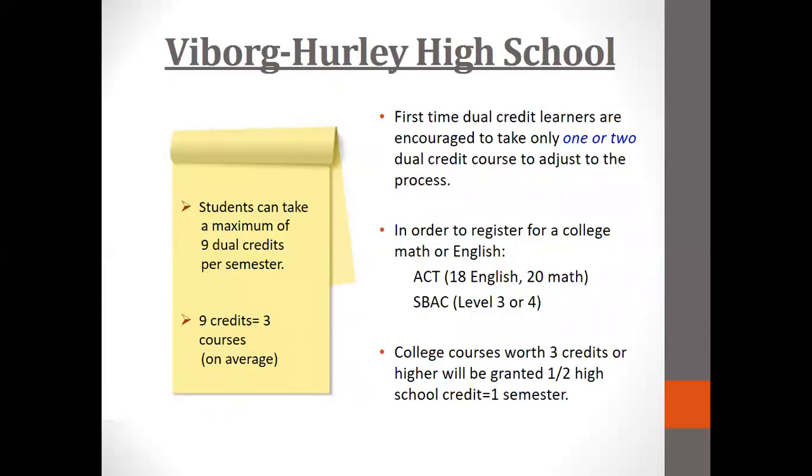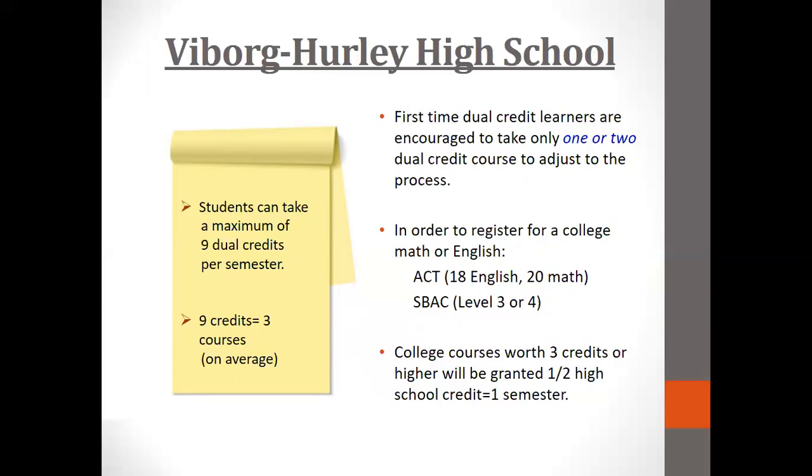So for Viborg Hurley High School, students can take a maximum of 9 dual credits per semester, which usually equates to like 3 courses on average. Now, first-time dual credit learners are encouraged to take only 1 or 2 dual credit courses just to adjust to the process, to like get your feet a little bit wet, to ease into the process.